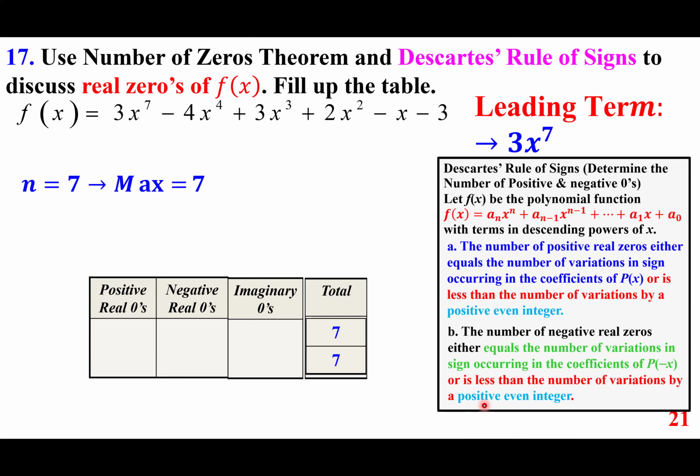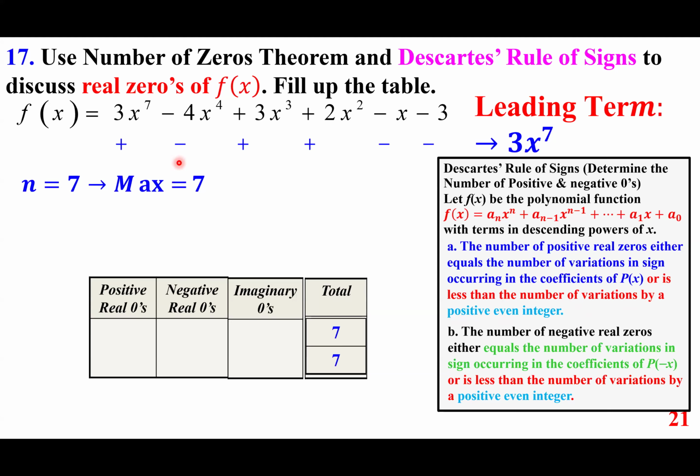So in order to really understand this, I'm going to go back here and emphasize, 3 means positive 3. Negative 4 means negative. So I'm going to write positive, negative, positive, positive, negative, negative. I'm just rewriting the signs. Everybody can see that. There's nothing brand new. This one, I'm going to read again because it's important. The number of positive real zeros either equals the number of variations in sign occurring in the coefficients of p of x, or is less than the number of variations by a positive even integer.